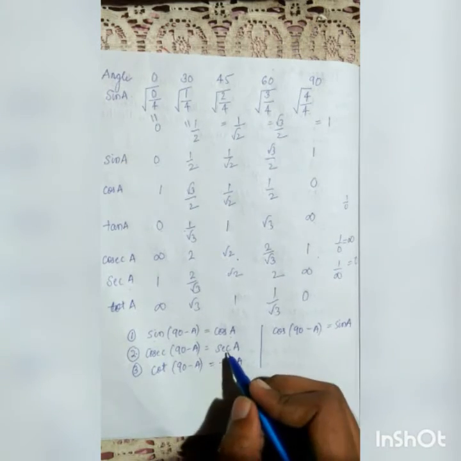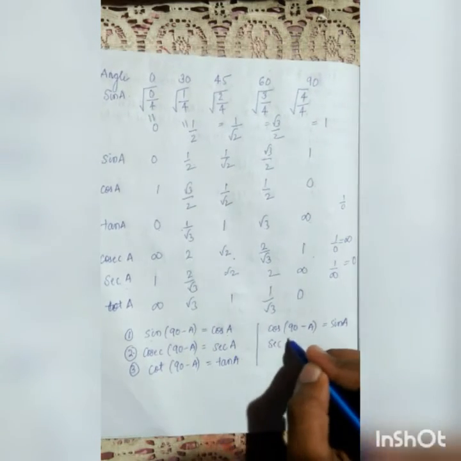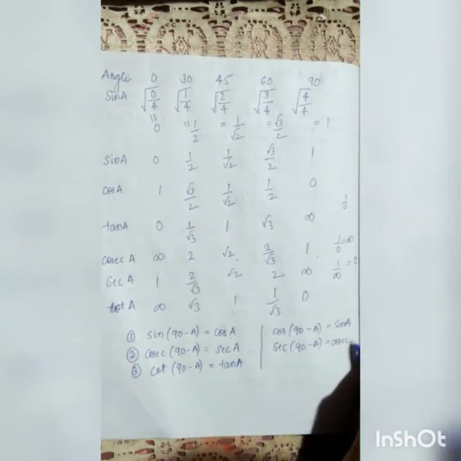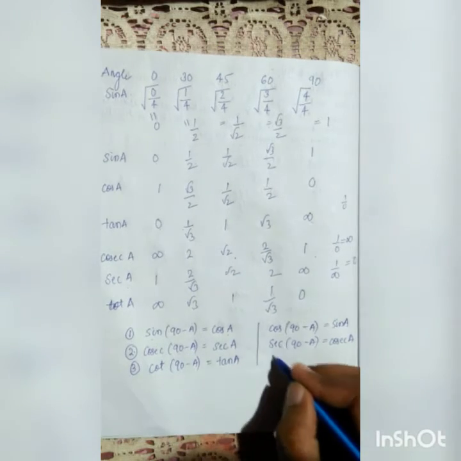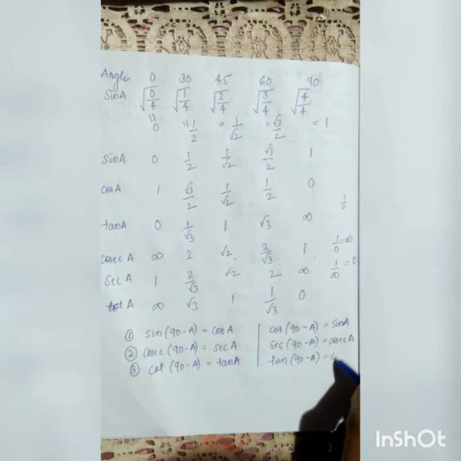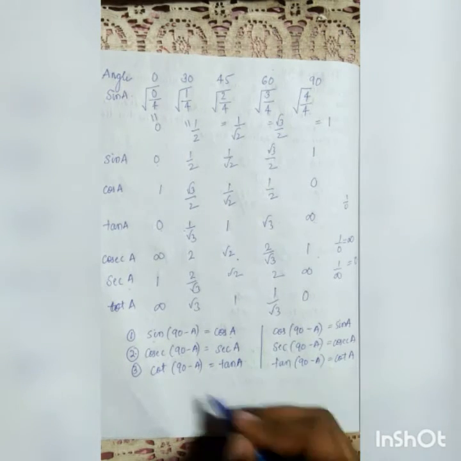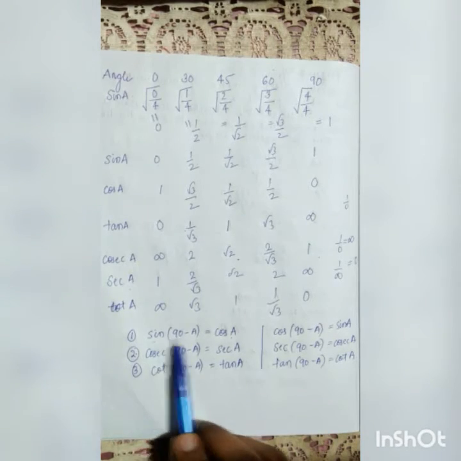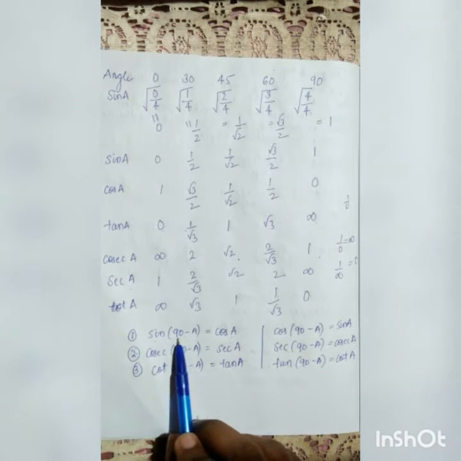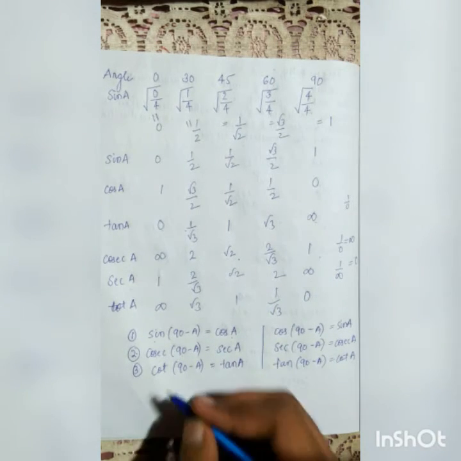Cosec 90 minus A is equal to sec A, so sec 90 minus A is equal to cosec A. Cot 90 minus A is equal to tan A, so tan 90 minus A is equal to cot A. So these are the 6 trigonometric properties which we will use in the questions. Sine and cos are complementary, meaning one will be equal to the 90 minus the other trigonometric ratio. So cosec and sec, and cot and tan, we can learn this by heart.